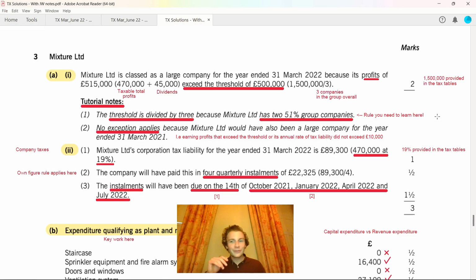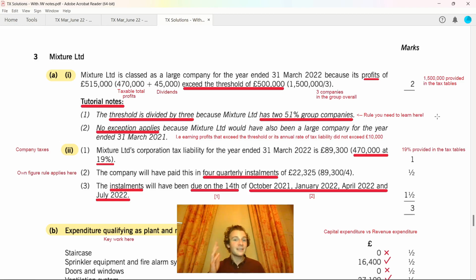So as you can see on the screen, back on, focus in, Mixture Limited, Part A, and then we're going to Part I as well, the first aspect. We had the 1.5 million threshold, which is provided within the tax tables, for determining if it is a large company. It could be different for your particular tax year, but the same process applies nevertheless.